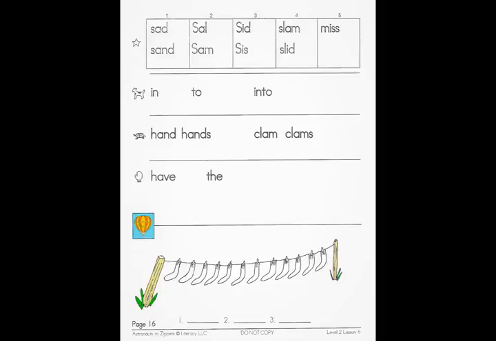The irregular words for this lesson are next to the mitten. The first word is have. I have a book. Have. Close your eyes and try to remember that whole word, have. See it in your head what it looks like.